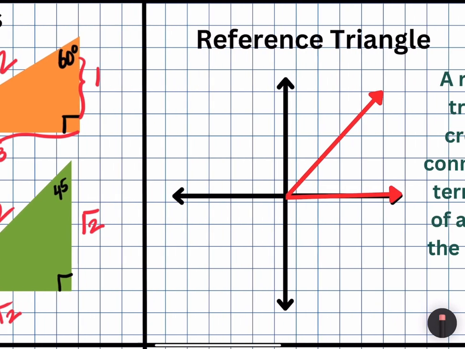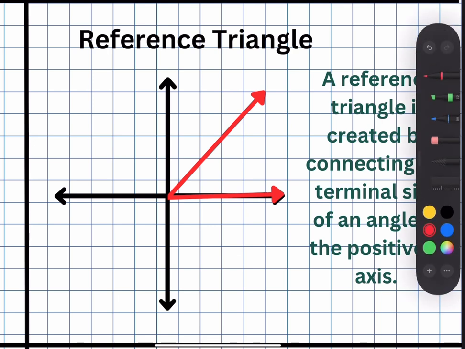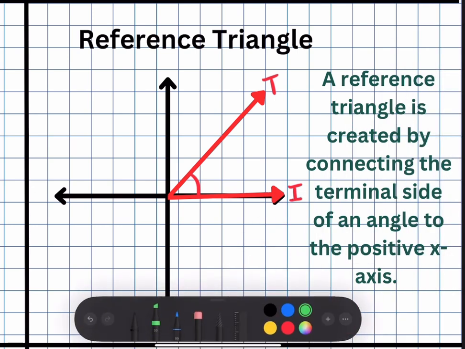Now, a reference triangle is created by connecting the terminal side of an angle to the positive x-axis. So if you remember from my previous videos, this is the initial side, and here is the terminal side. So if I wanted to create a reference triangle, I would need to connect the terminal side to the positive x-axis. So here's my terminal side.